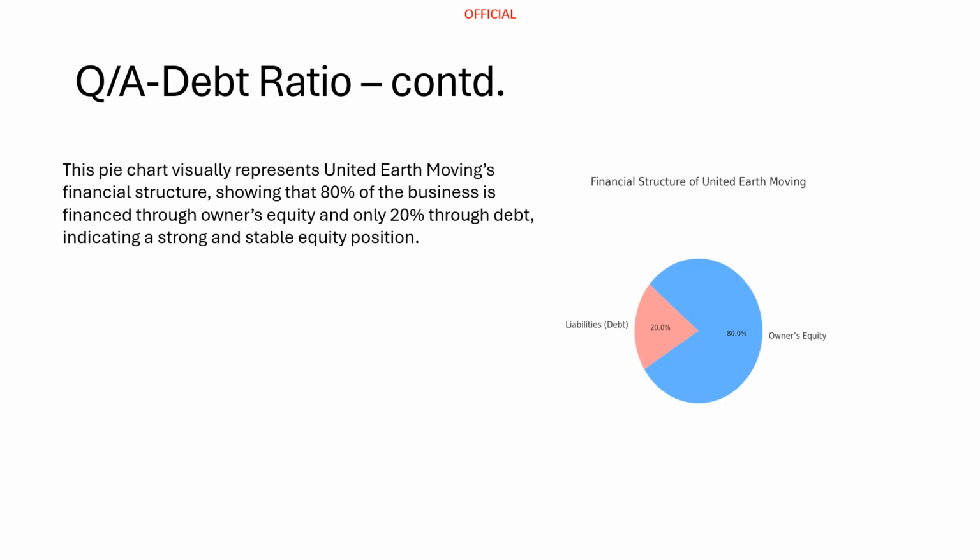This pie chart visually represents United Earth Moving's financial structure, showing that 80% of the business is financed through owner's equity and only 20% through debt, indicating a strong and stable equity position.